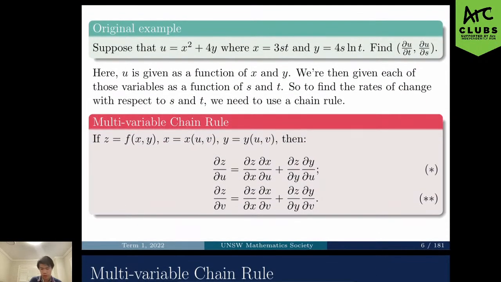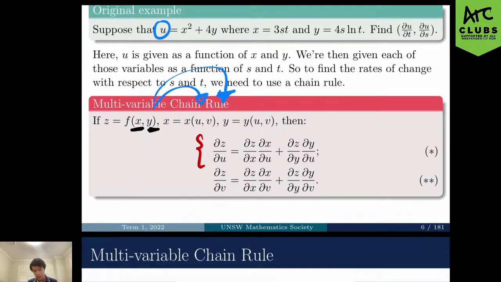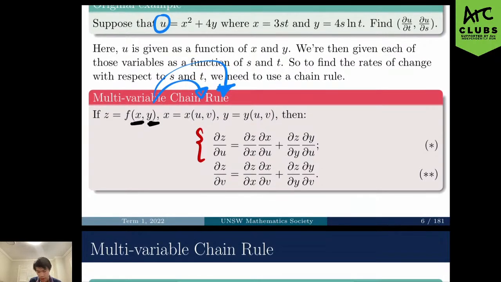Because what we're trying to do is find out how this thing changes. Let's just focus on this first one. We're trying to find out how this thing changes, and it's defined in terms of x and y. And then x and y, just like in this situation, they're both defined in terms of u and v. So what's going to happen is, if u changes, how will z change? Well, there are two sources of change. So number one, if u changes, then u can affect x, right? So that's why we have dx du. And then if u changes x, then x can also affect z.